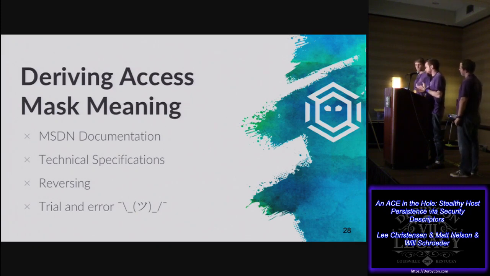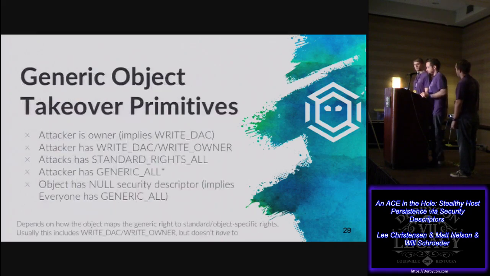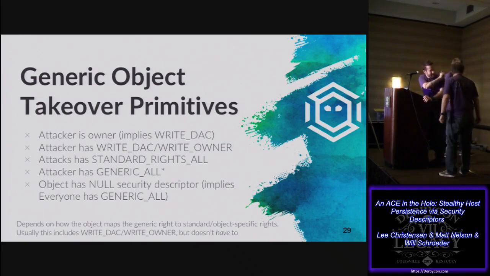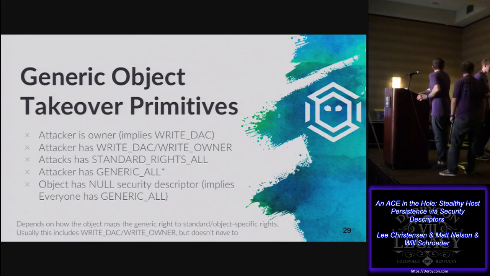But the last caveat is the access mask that determines what these rights mean per object. Determining what the access mask means per object can be really, really difficult. Sometimes it's documented in MSDN, or technical specifications like Leah talked about. Sometimes you actually have to reverse it or just do trial and error. So there's a little bit of uncharted territory with this stuff. But in general, you have a certain number of object takeover primitives: can you modify the owner? Can you modify the rights? Do you have generic all rights?